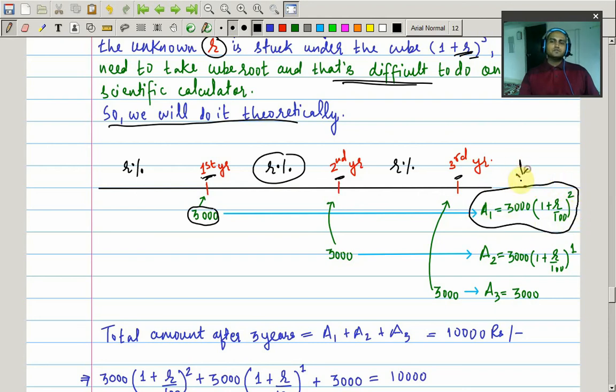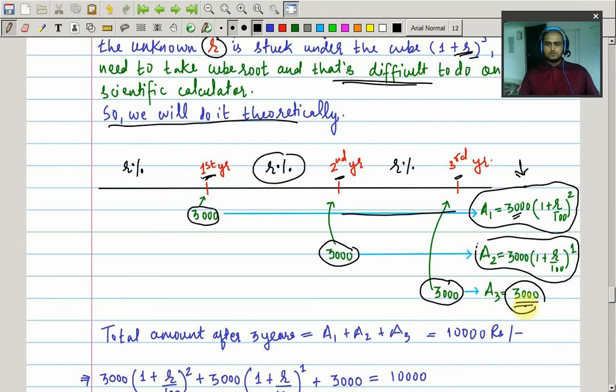This is the compound interest formula, the amount of the principal money in compounding manner. Then at the end of the second year, I will deposit again 3,000, and this is the amount it grows in 1 year's time span. And at the end of the third year, I'm just depositing 3,000 and it grows to only 3,000. So no interest on this.